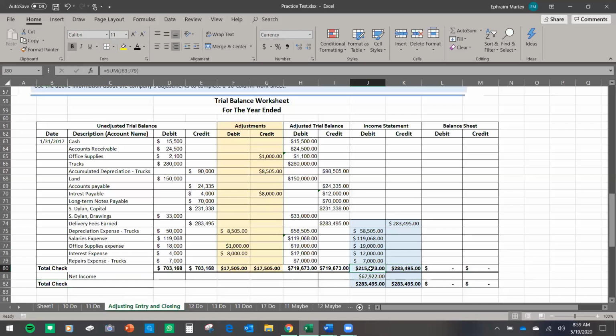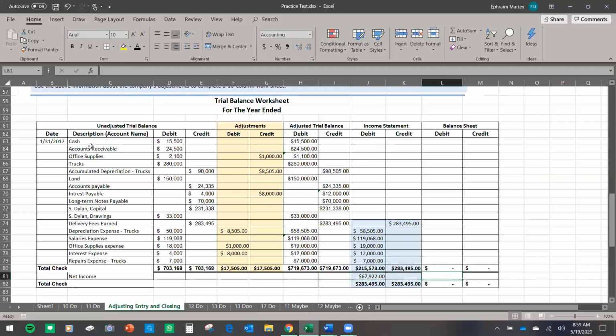Whenever this side is higher, that means expenses are more, so you have a net loss, and that will go here. If this side is higher, that means your revenue is higher, so you have a net income, and you put it here. And if you have it on the debit, automatically you should put it on the credit side of the balance sheet. That means it is going into your capital account. If it were a loss, it will be decreasing your capital account.